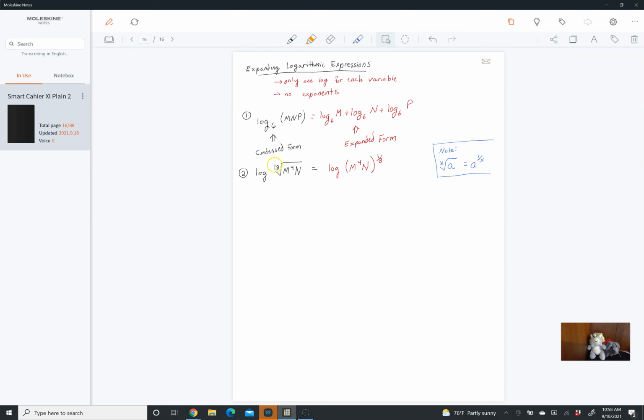Okay, so this cube root, we're going to turn this into m to the 4th n, make sure it's in parentheses, to the 1/3 power. And now what we can do is we can distribute this 1/3. So it's kind of like simplifying the exponential expression before we do our expansion. So we're going to distribute this. Okay, and what we did is we got rid of the radical.